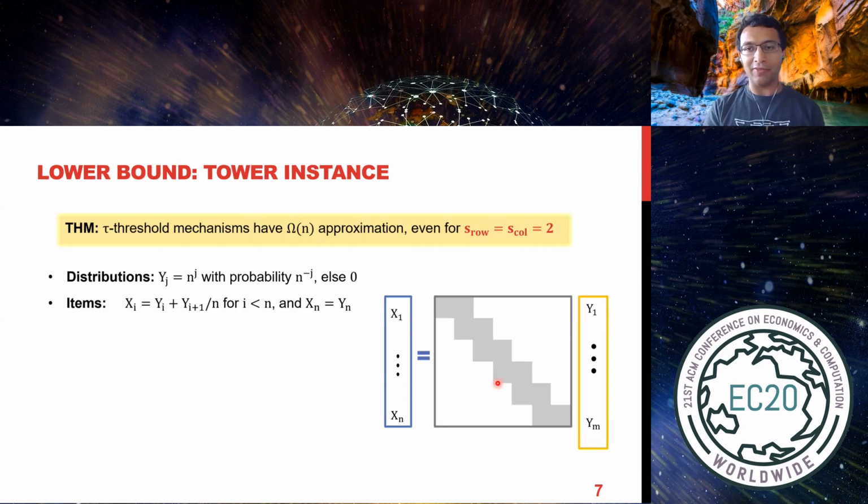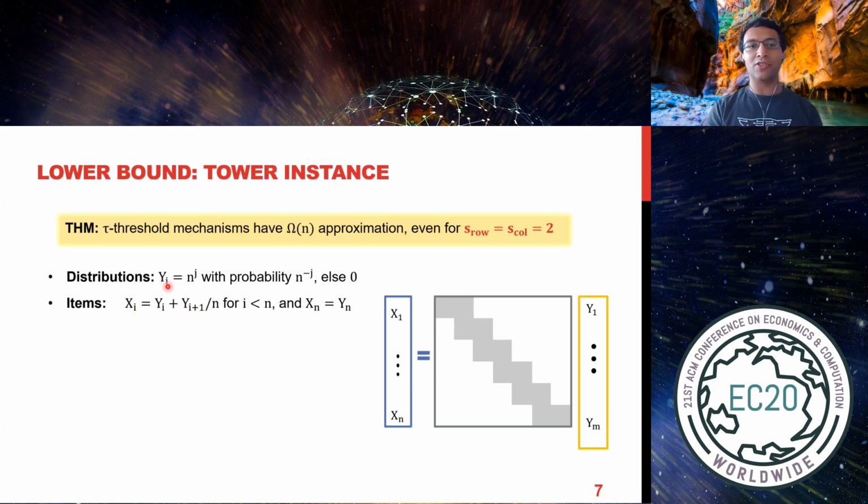Remember, we have these y1 to ym independent, and the x's are the ones which we will be seeing, and they depend on this matrix A. So what's the connection? xi depends on yi plus 1 over n. So it just depends on two random variables, yi and yi plus 1. In particular, yi affects it a lot, but yi plus 1 only mildly affects it.